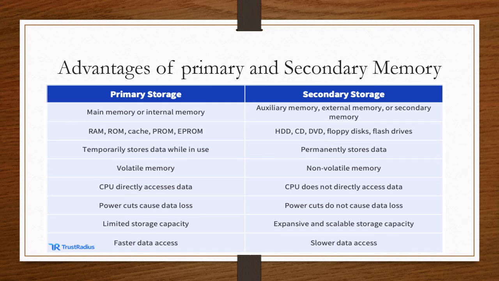The CPU directly accesses the data in primary storage, but the secondary storage is not accessed directly by the CPU. Primary storage has limited storage capacity, but in secondary storage, according to a user's wish, they can have large, medium or small kinds of storage devices. And primary memory is faster in data access, but secondary storage memory is slower in data access.